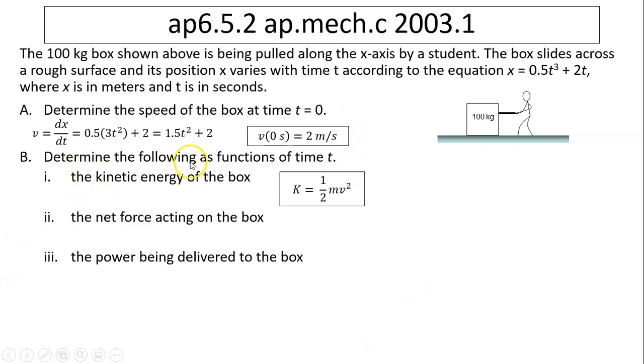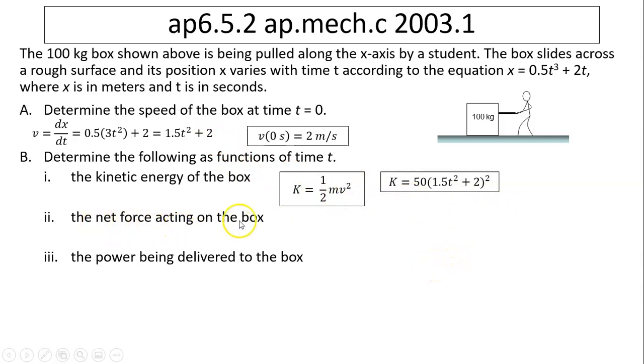Next one, let's determine the following as a function of time. First, the kinetic energy of the box. K equals 1/2 mv squared. M is constant. V is a function of time. We simply substitute V into this equation to get K as a function of time.